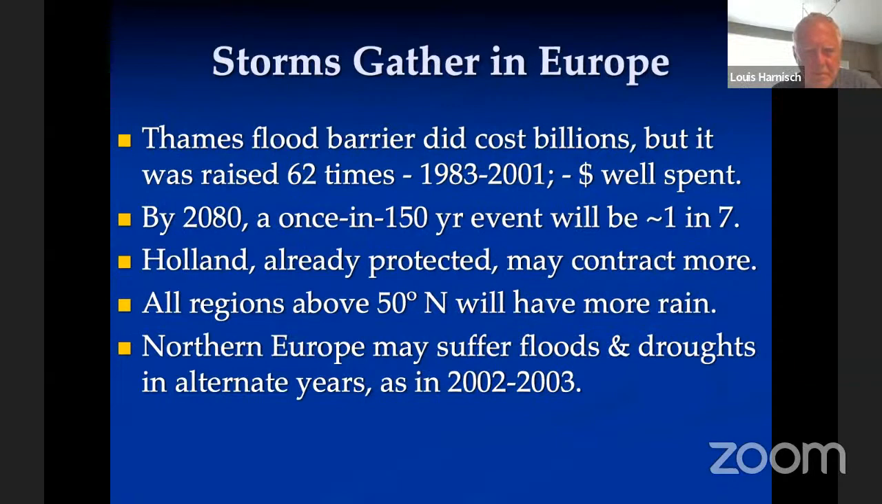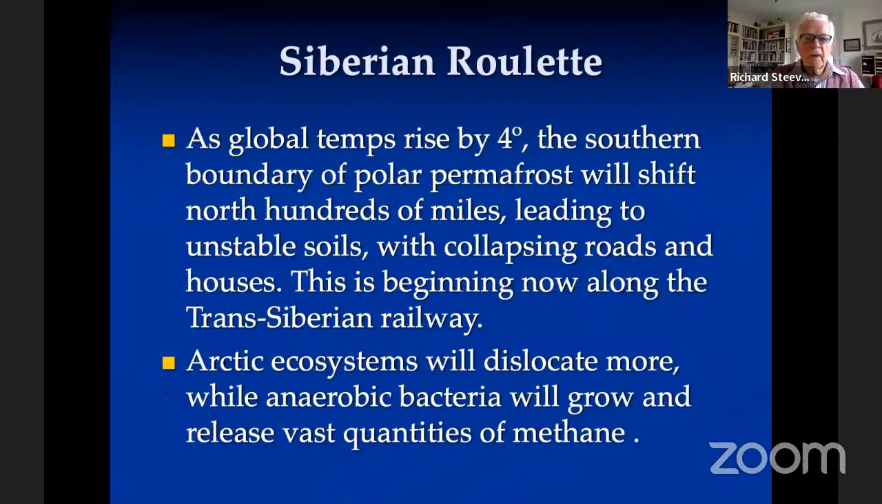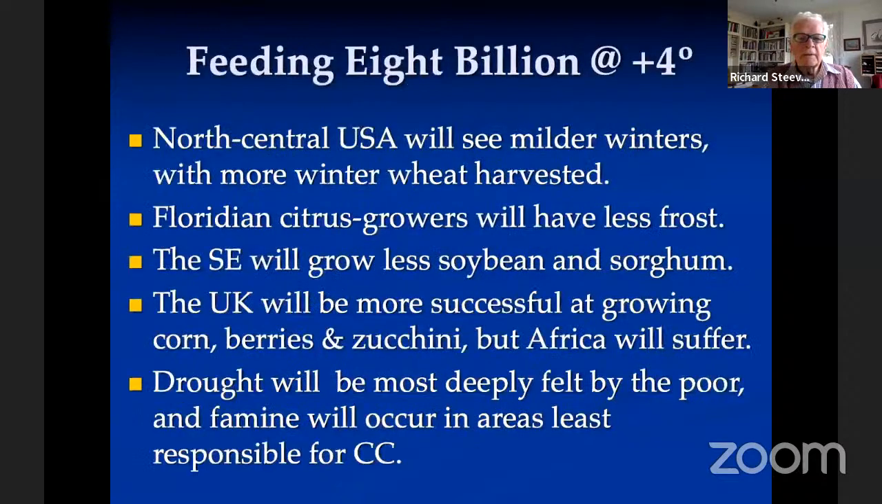Northern Europe may suffer floods and droughts in alternate years, as happened 20 years ago. And then in Siberia, as global temperatures rise by 4 degrees, the southern boundary of polar permafrost will shift north hundreds of miles, leading to unstable soils with collapsing roads and houses. It's already happening along the Trans-Siberian Highway. And Arctic ecosystems will dislocate more, while anaerobic bacteria will grow and release vast quantities of methane. It's a big potential tipping point that we haven't really thought about or planned.